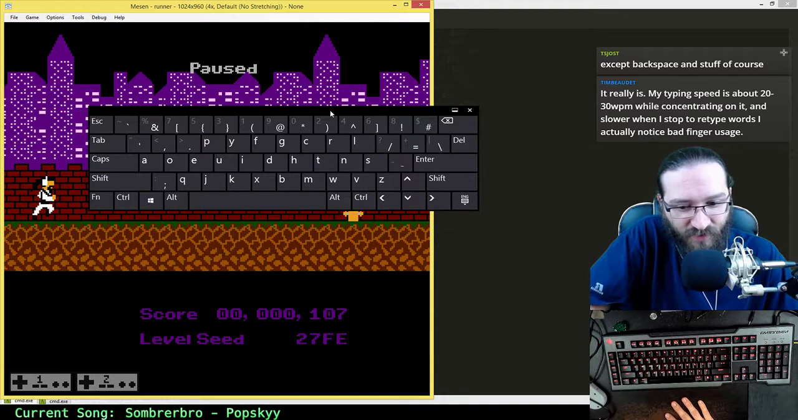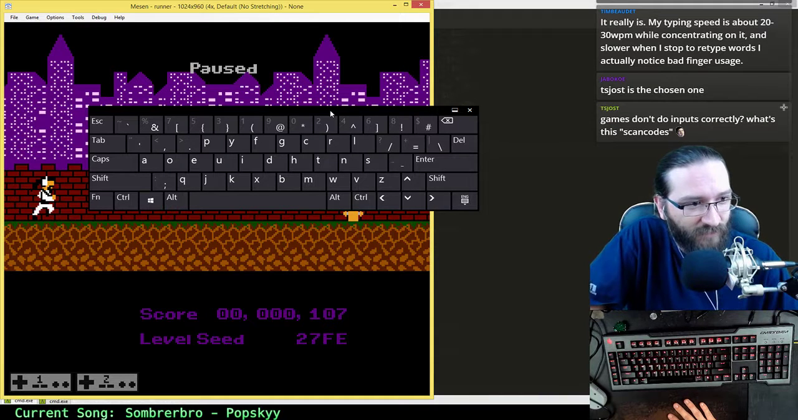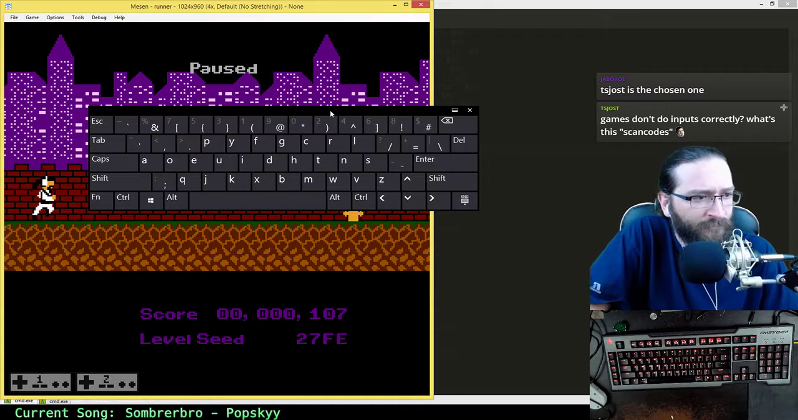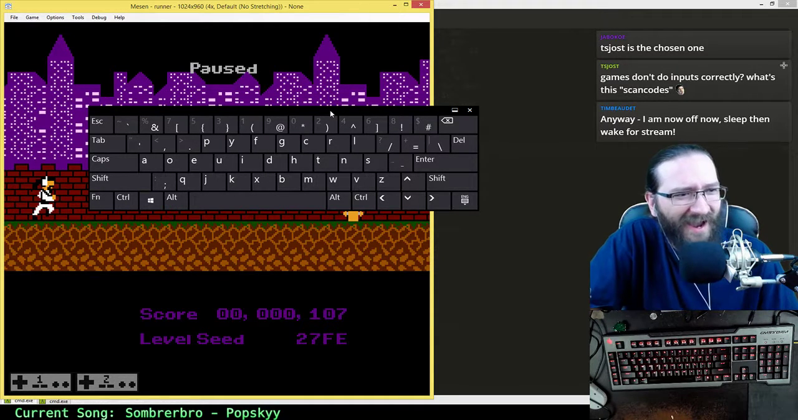I guess you're originally using some sort of AZERTY or European layout, UK layout. I'm only using my index finger on my right hand, and I still do 100. How?